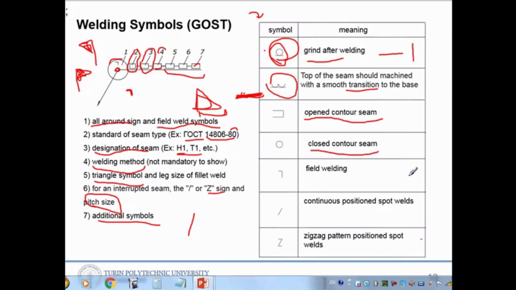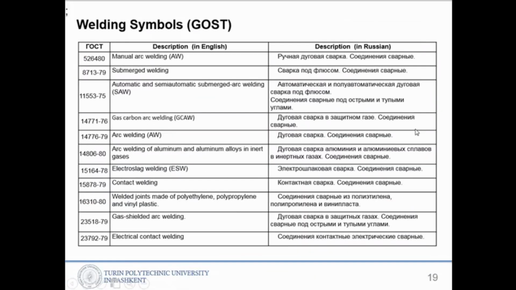Field welding, same as in GOST, in ANSI. And the continuous position spot welds. If the positions of the spots are similar, you can have this. If you have a different pattern, a zigzag pattern, you can write it as a zigzag pattern position spot weld. We'll see this in examples.